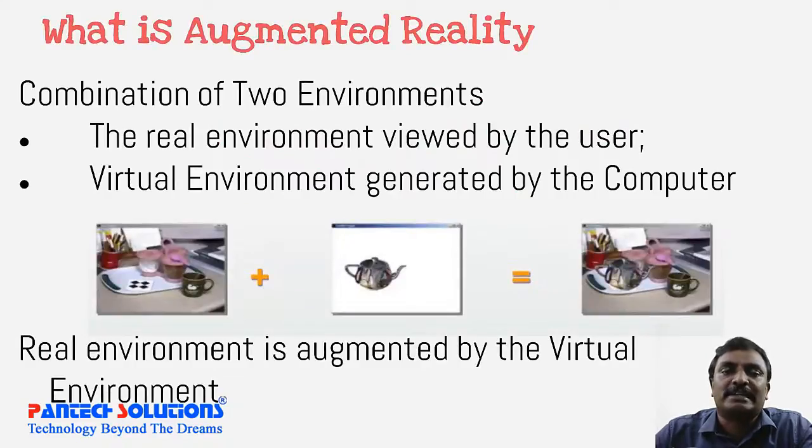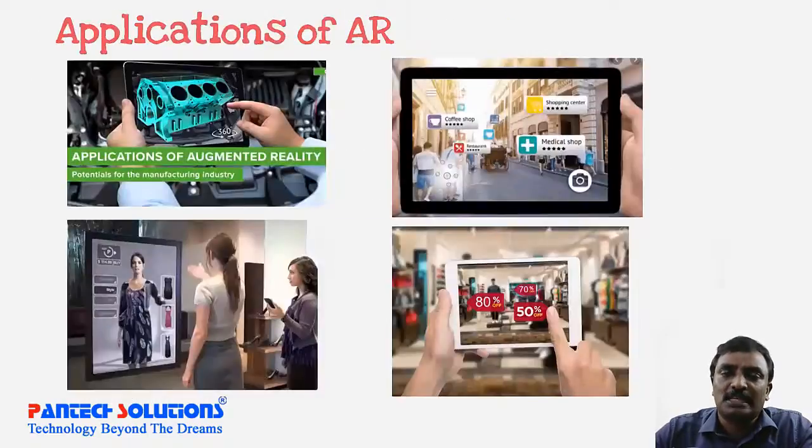So what is augmented reality? Augmented reality is the combination of the real environment and the virtual environment. The real environment is augmented by the virtual environment, and that's called augmented reality. In this case, you have a real environment video and you have a virtual environment, and the virtual environment has been superimposed on the real environment. That's augmented reality.